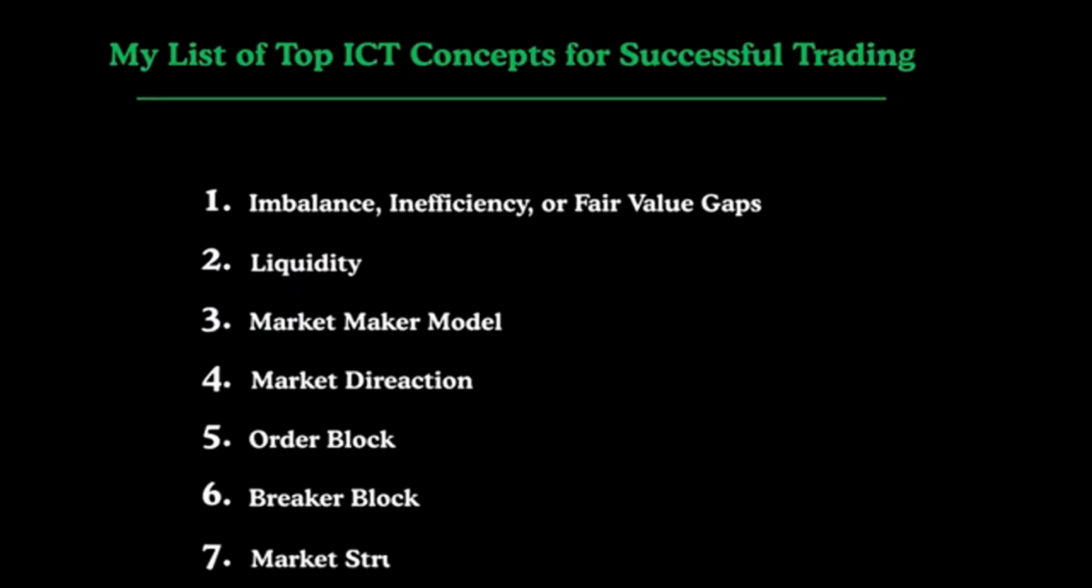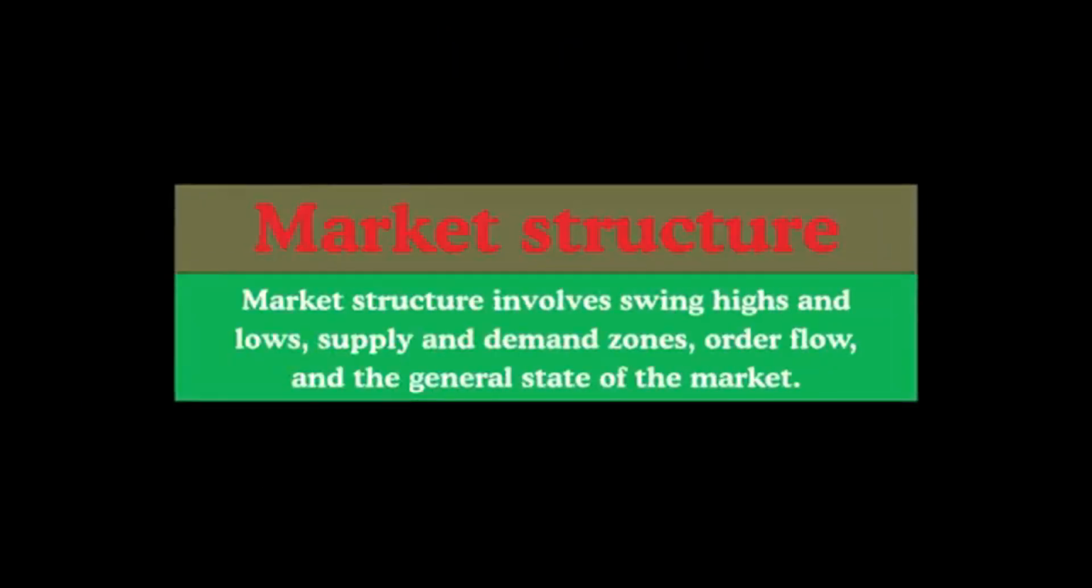The final concept we'll cover is market structure. Market structure involves swing highs and lows, supply and demand zones, order flow, and the general state of the market. There are 2 types of market behavior, trending markets and ranging markets. In an uptrend, as the name suggests, the market moves towards the upside, creating new higher highs and higher lows. Here you see an ideal ascending structure.